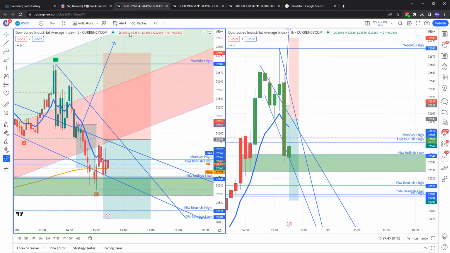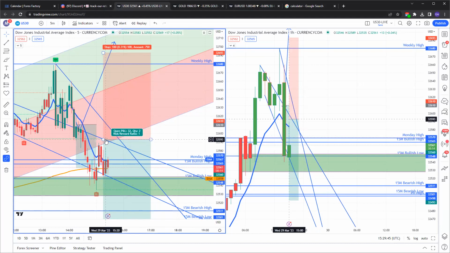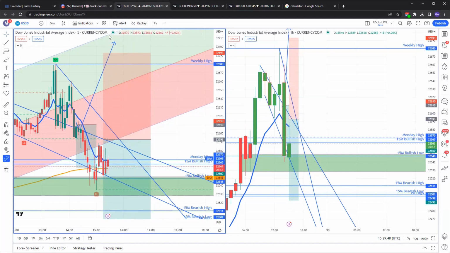I'm still waiting for US 30 to come back up. If it comes back up around 32,593, I will sell US 30, 100 pips stop loss, 100 pip take profit.